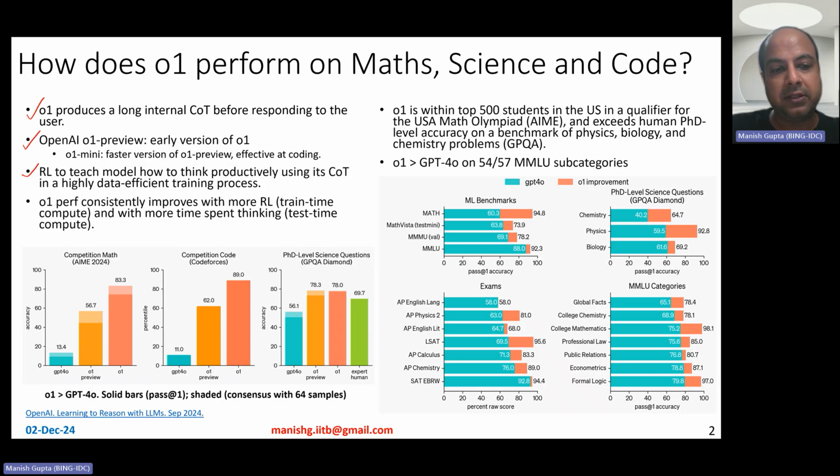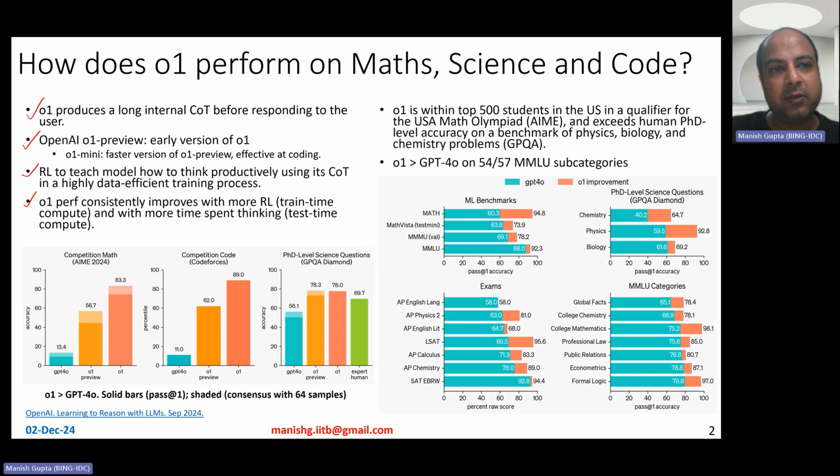So on performance, what they've also observed is that the model's performance basically improves with more RL as well as with more time spent thinking. More RL basically means more train time compute, and more time spent thinking basically means generating longer chain of thought sequences, which is test time compute.